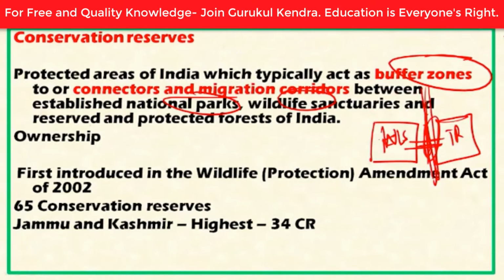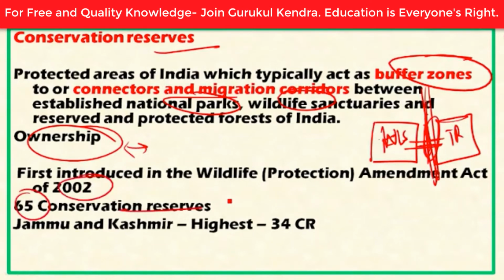This acts as a buffer zone between the protected areas like national parks and wildlife sanctuaries. Okay, here the ownership is entirely of the government. Okay, there is no private ownership land in the conservation reserves. It was first introduced in the Wildlife Protection Amendment Act of 2002, and there are 65 conservation reserves in the country, and Jammu and Kashmir has the highest number of conservation reserves. We have 34, more than half of the conservation reserves are in Jammu and Kashmir.